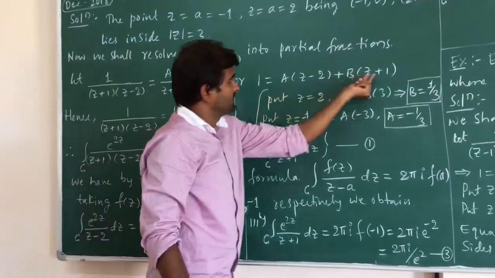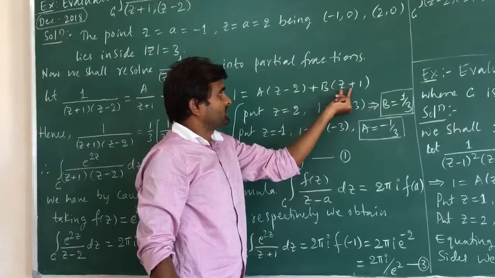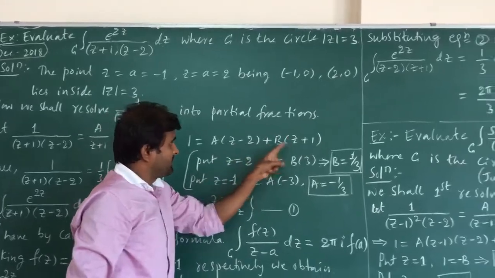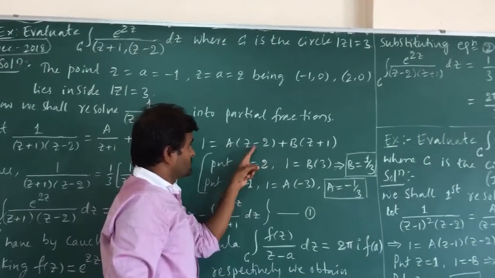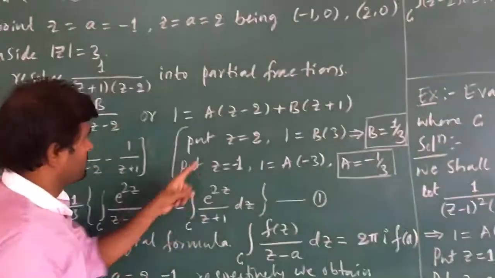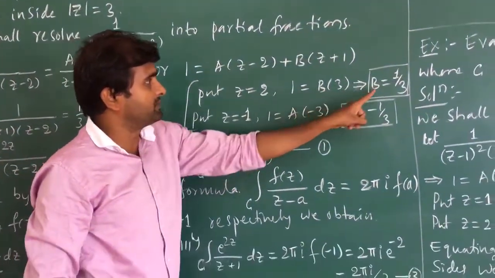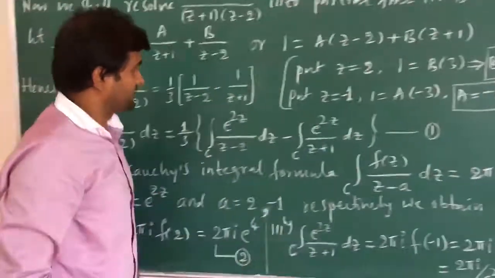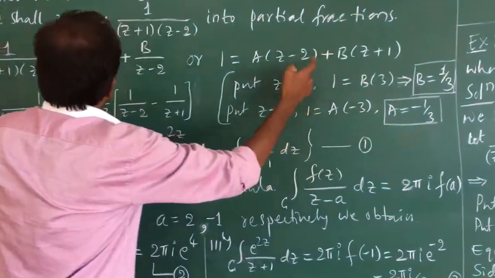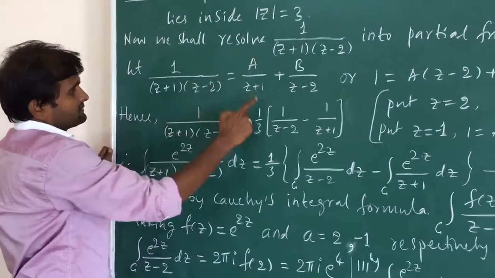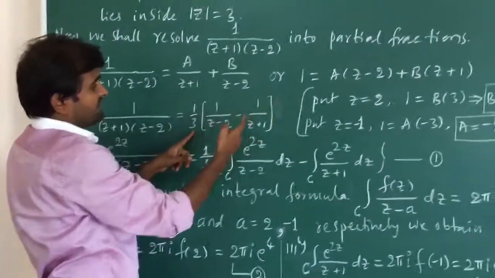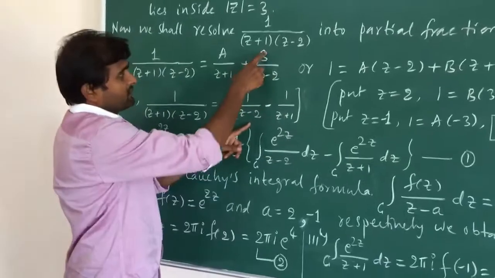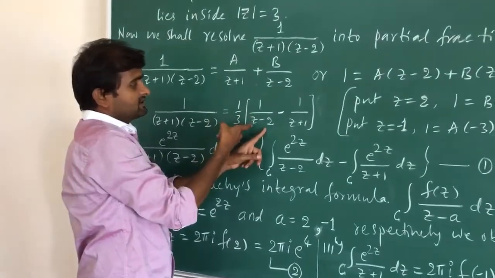To find a, substitute z equal to minus 1, so the other term becomes 0. To find b, substitute z equal to 2, so the other term becomes 0. So b is 1 by 3, and a is minus 1 by 3. Now substitute these in the relation: 1 by (z plus 1) into (z minus 2) equals minus 1 by 3 into 1 by z plus 1, plus 1 by 3 into 1 by z minus 2.